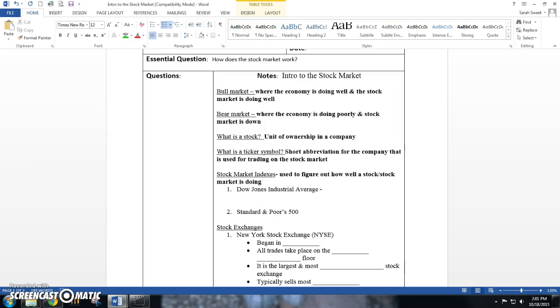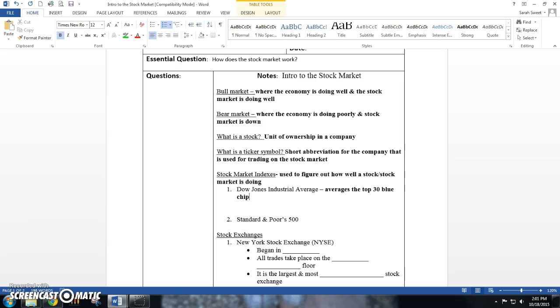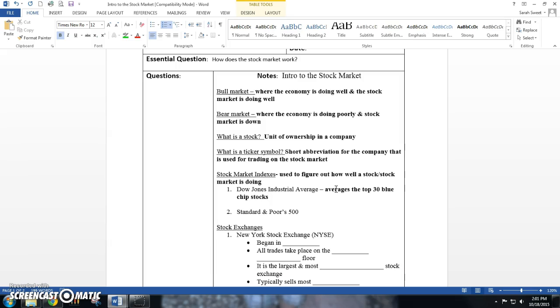Now the Dow Jones average does exactly that. It averages, let's turn on the bold, the top 30 blue chip stocks, which you'll learn about more later on, but those are the very popular stocks, the stocks that do well. So it's going to take those top 30 stocks, average those prices together, and give you an index value. That's how they're going to average how well the market is doing. Okay, so only 30 stocks.